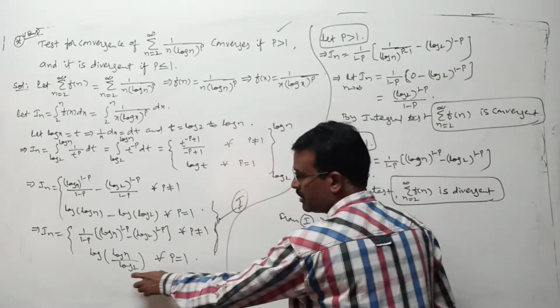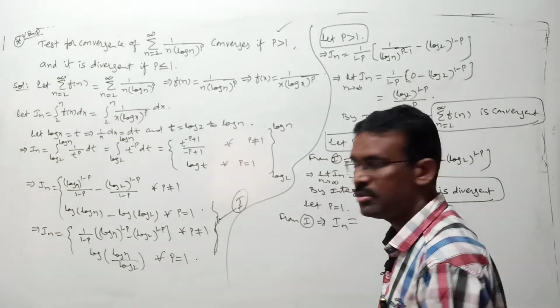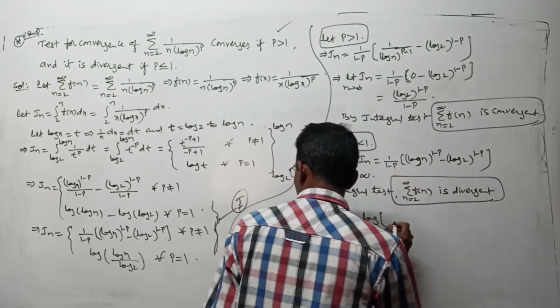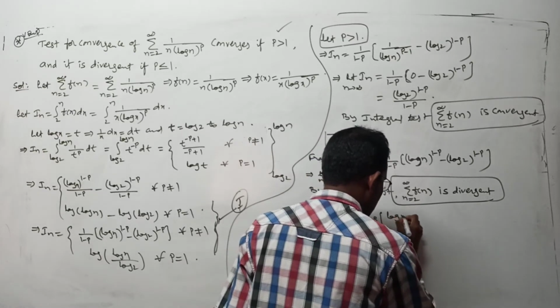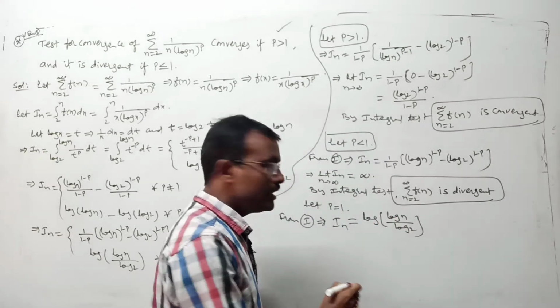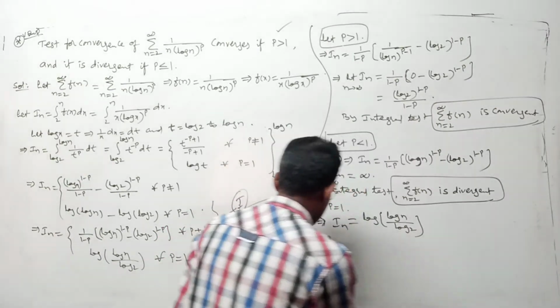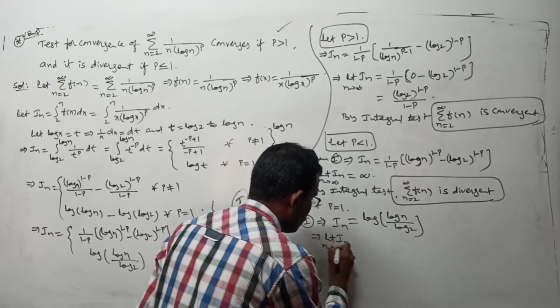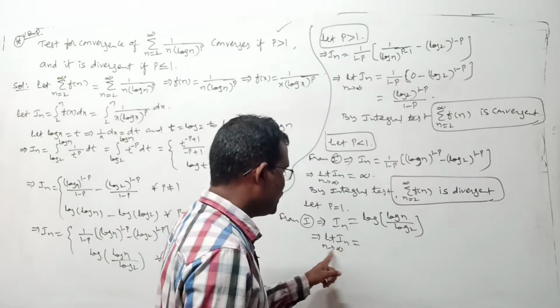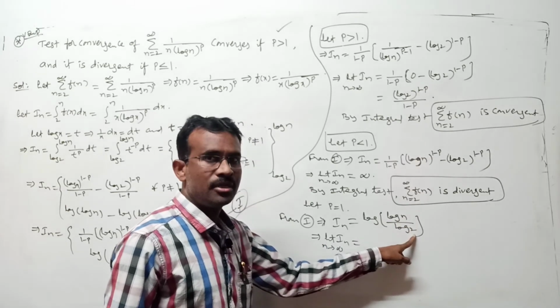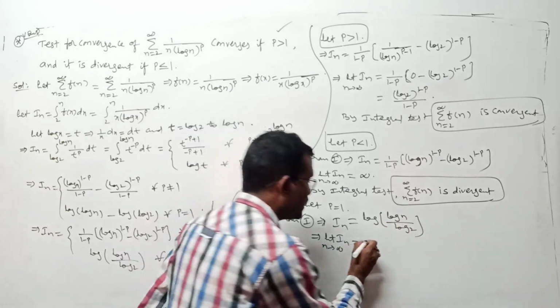For p equal to 1, this is the integral. Take that in here. It is log of log n by log 2, right? Now find the limit here. As n tends to infinity, log n tends to infinity, log n by log 2 also tends to infinity, and log of infinity is again infinity.